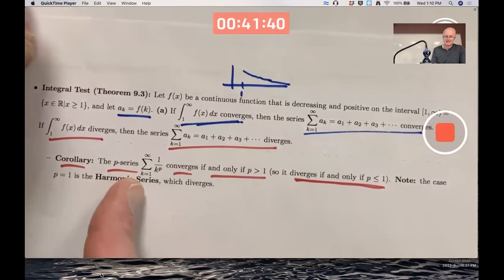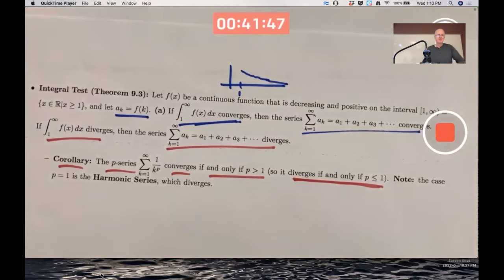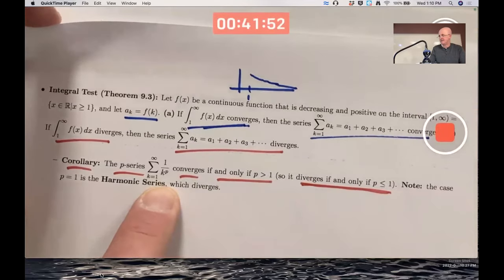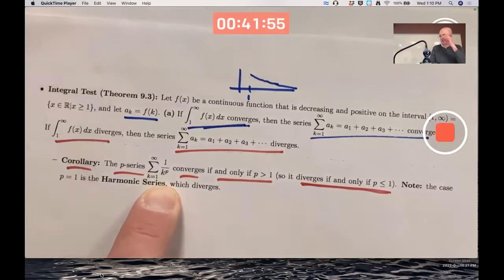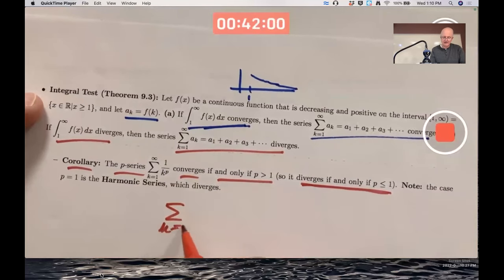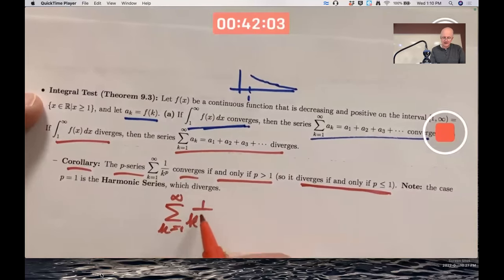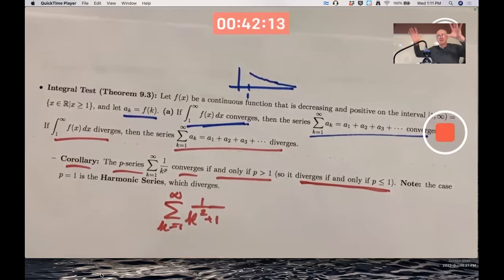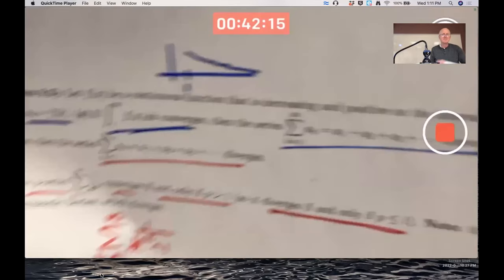Show a series like this converges or diverges based on doing an improper integral. Okay, that's a pretty common thing for me to put on exam 2. Maybe make it a little more complicated than a p-series, but still something that you should be able to do. For example, as a quick example, like this one. That would be an example you should be able to apply the integral test to. So integrate 1 over x squared plus 1. Arctangent becomes involved. I'll let you think about it.